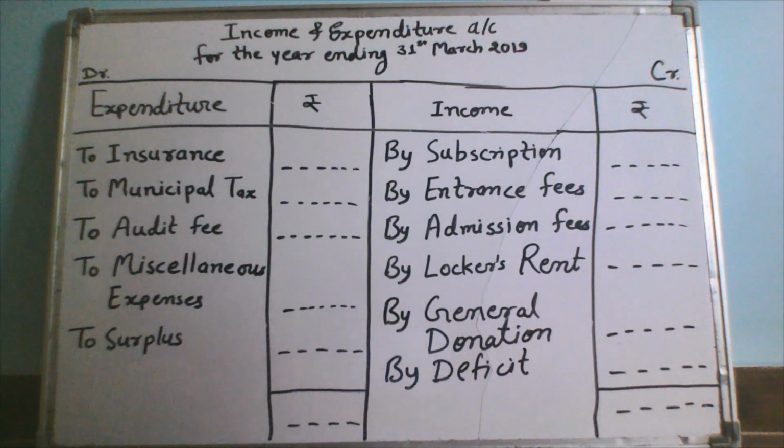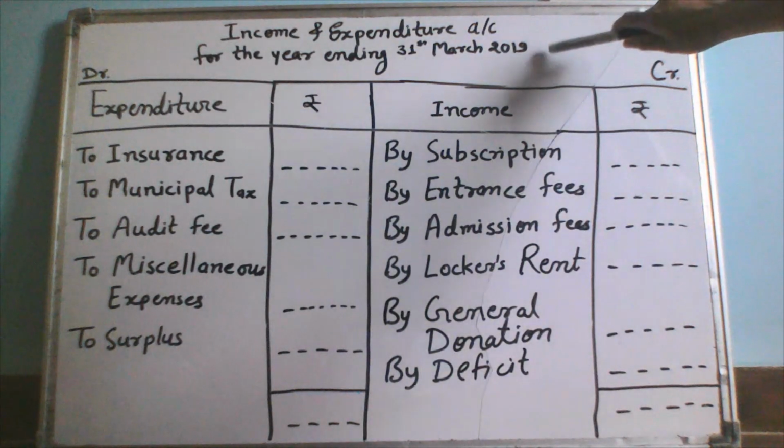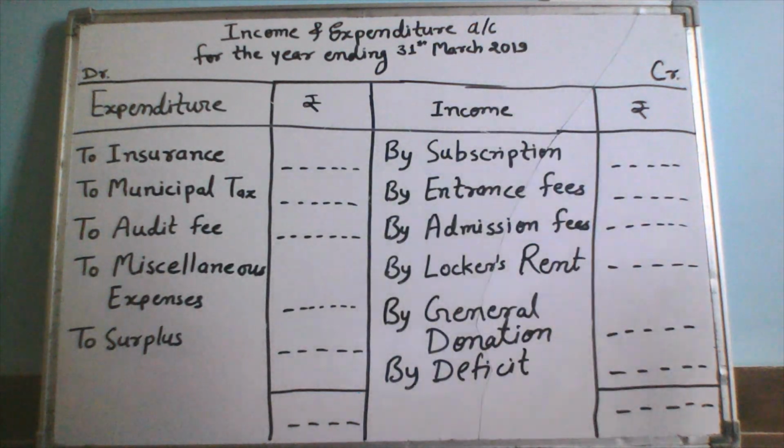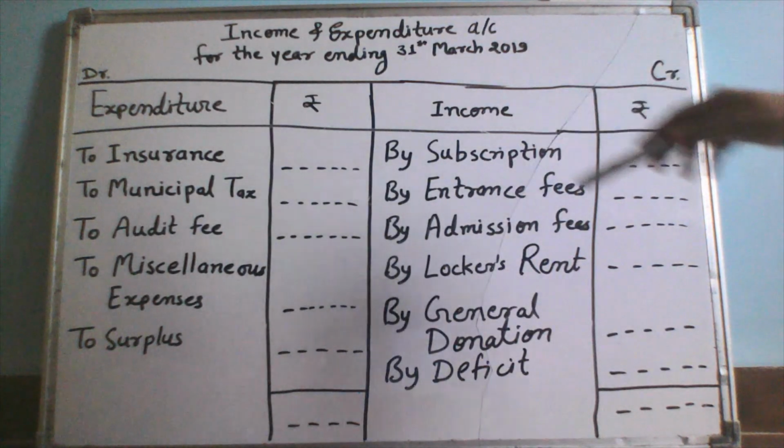Why are we not using profit and loss account in the heading of this account? Because profit and loss account is used for those organizations which work for the purpose of earning profit, right? And non-profit organizations do not work for earning profit, they work for social motives. So the terms surplus and deficit are used here. Just like a profit and loss account, we record all the income and expenses here.